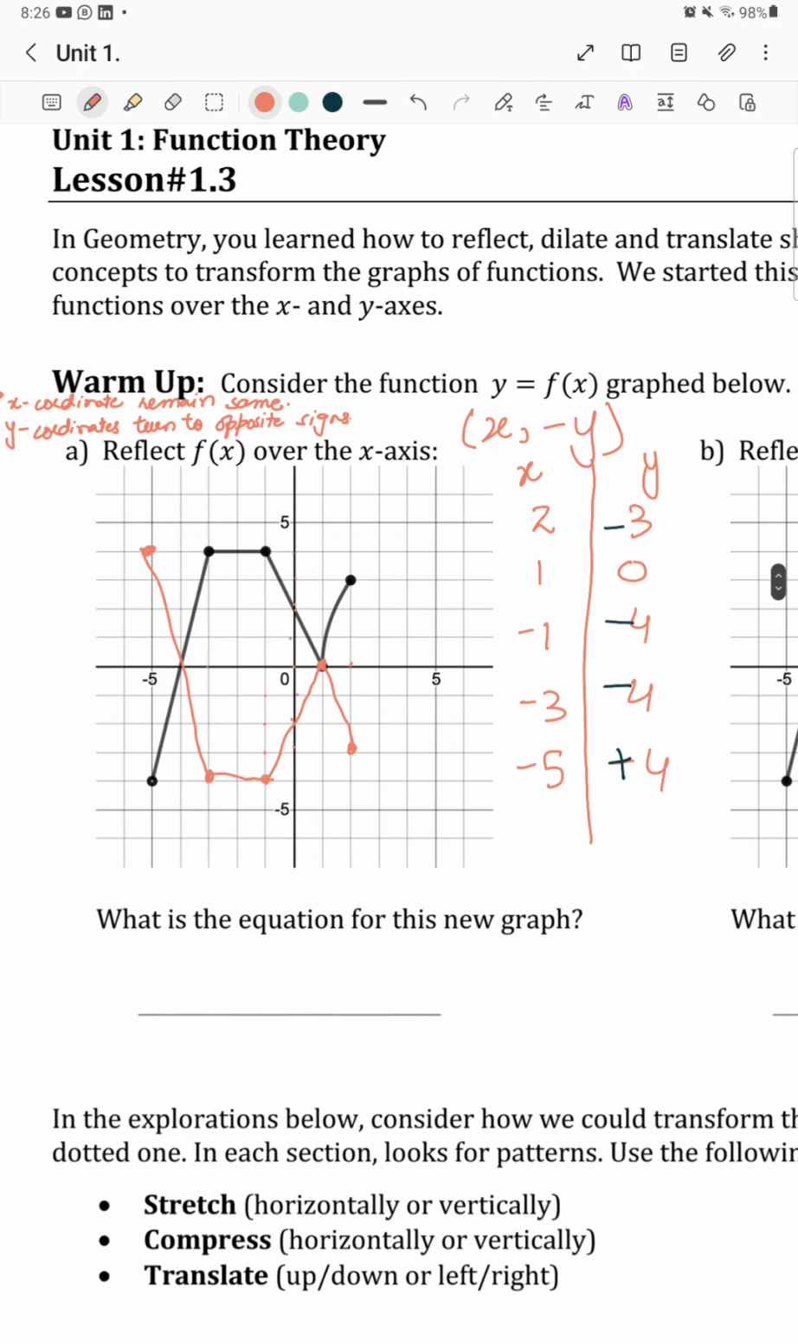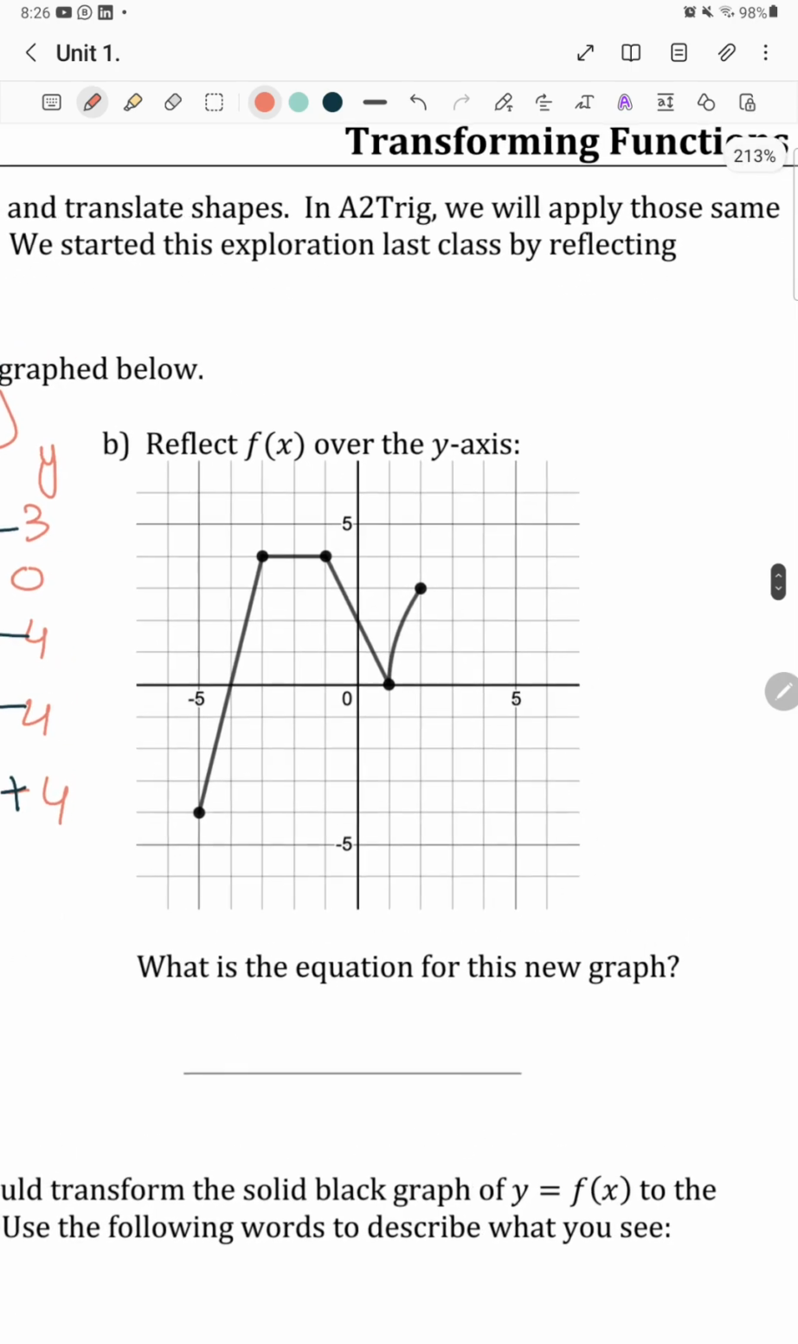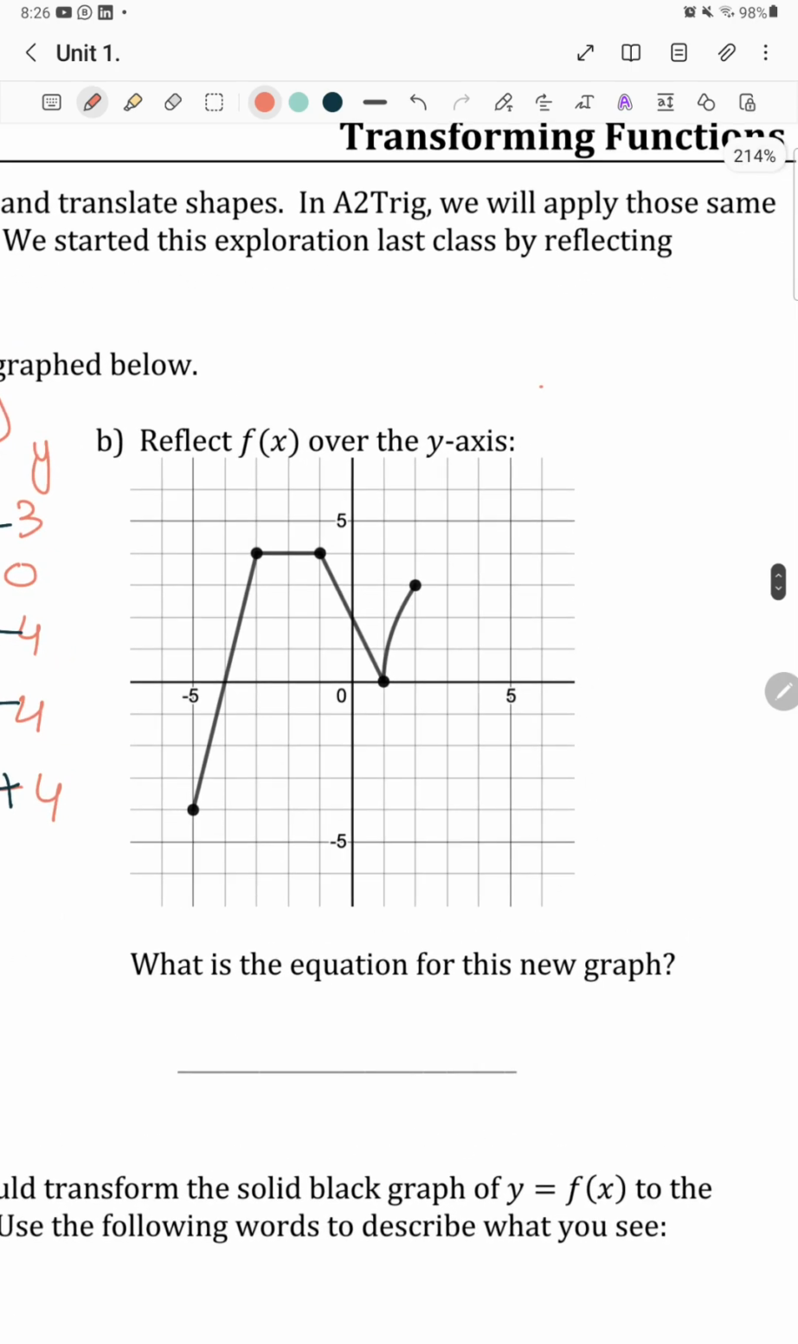Okay, what is the equation for this new graph? Because the original equation was y is equal to f of x, this equation is y is equal to negative of f of x. Okay, reflect f(x) over the y-axis. So what we have to do is y will remain the same and x will get the negative sign.